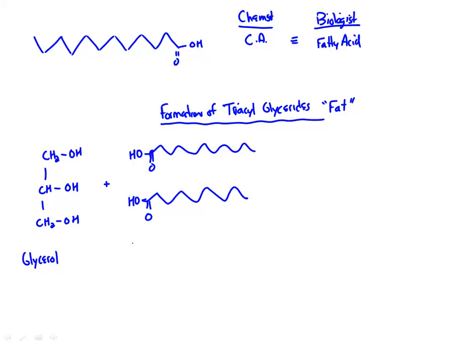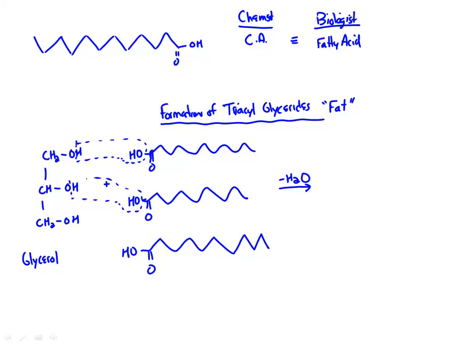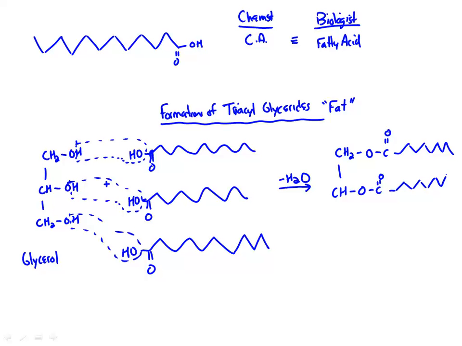And they don't even have to be the same size. You can have them be longer or shorter. But we get a reaction like this where we subtract H2O, and now we start subtracting not one H2O, but 3 H2Os. And so we end up getting a triacylglycerol or fat. This is how your body likes to store it. Very efficient, very easy to transport around.